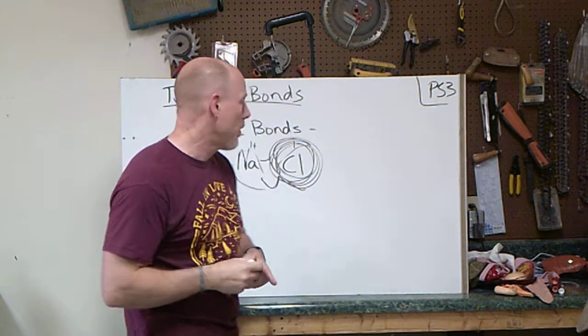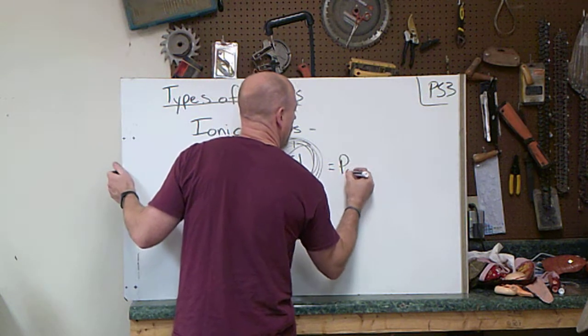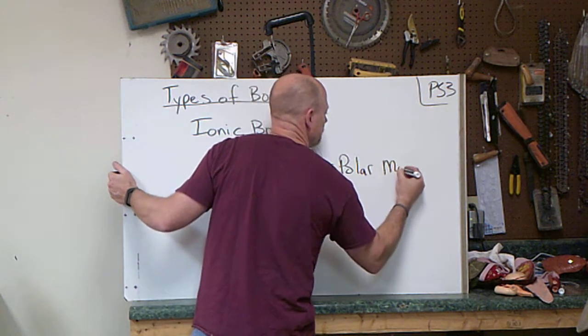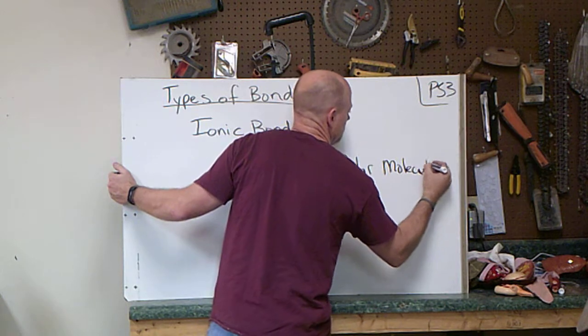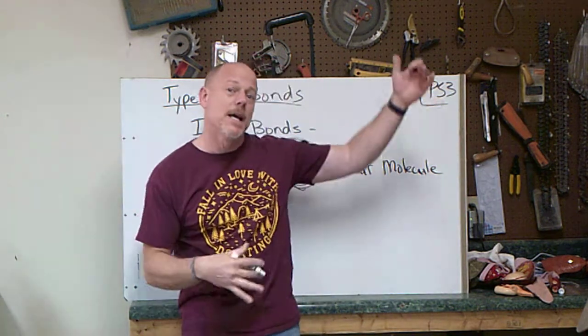Positive negative thing, force of attraction. One typically hogs that electron, causing what we call a polar molecule. A polar molecule is a molecule with a high positive charge on one side, a high negative charge on the other side.